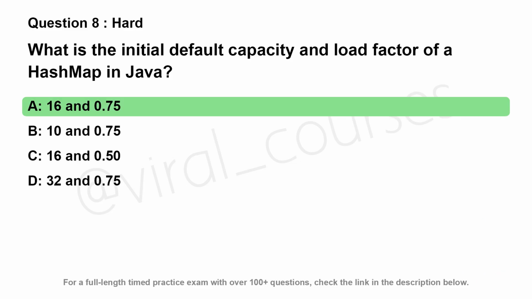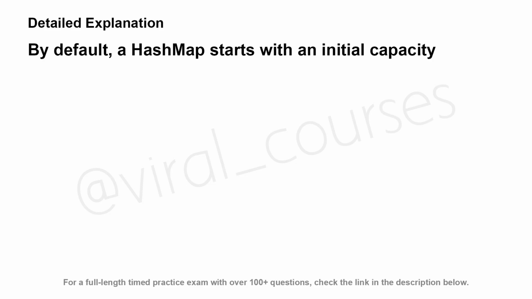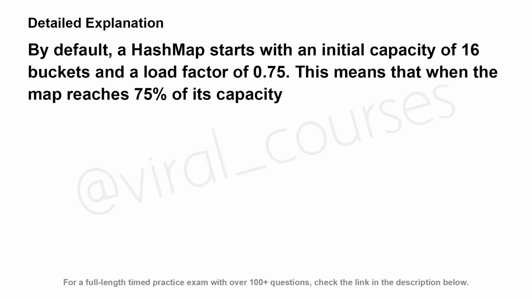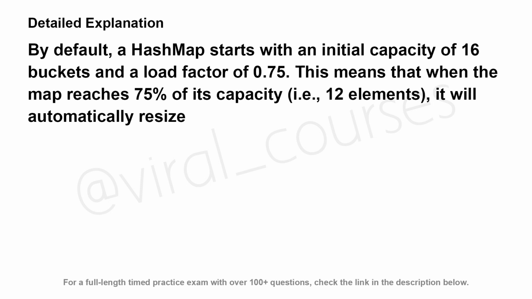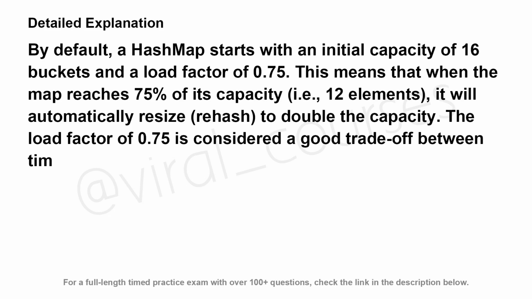The correct answer is A. By default, a HashMap starts with an initial capacity of 16 buckets and a load factor of 0.75. This means that when the map reaches 75% of its capacity, i.e., 12 elements, it will automatically resize, rehash, to double the capacity. The load factor of 0.75 is considered a good trade-off between time and space costs.